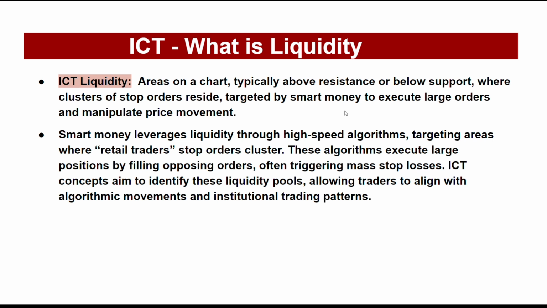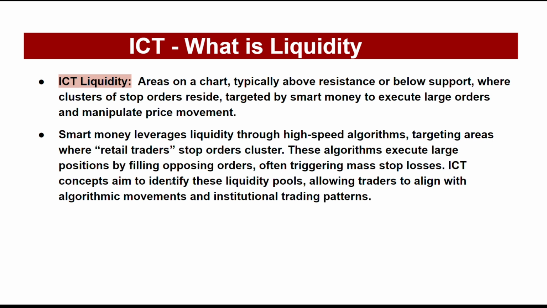Smart money leverages liquidity through their high-speed algorithms, and they target areas where these, quote unquote, retail traders have their stop orders. So below lows and highs, where they're entering the position and putting their stop below these. These algorithms execute large positions by filling the opposing orders. The stop orders are to sell, so they buy there. This often triggers the mass stop losses for the quote-unquote retail traders.